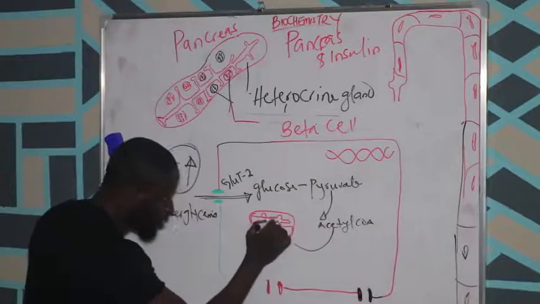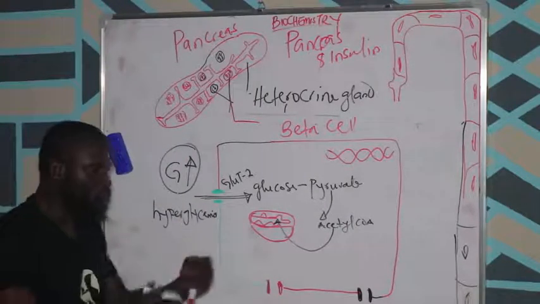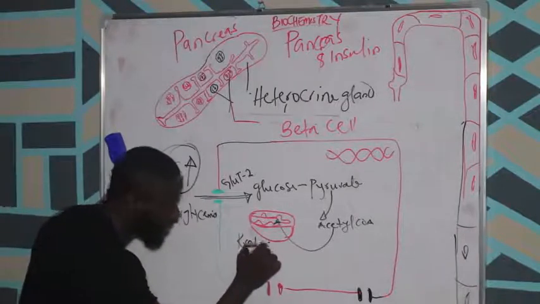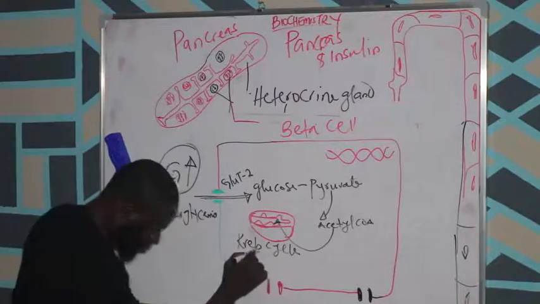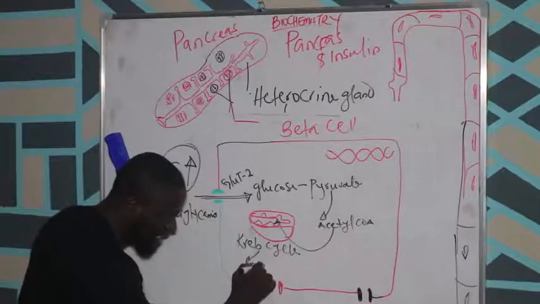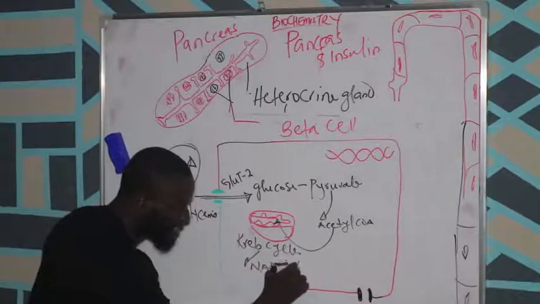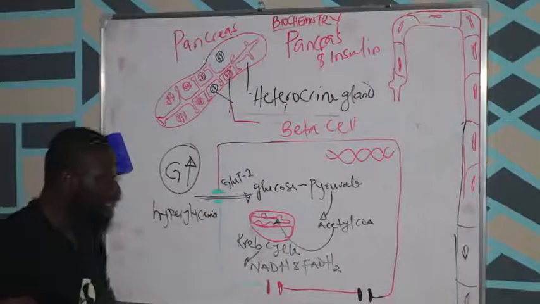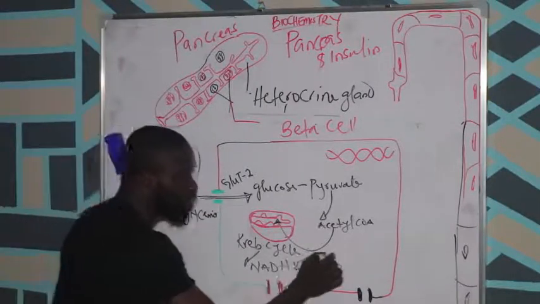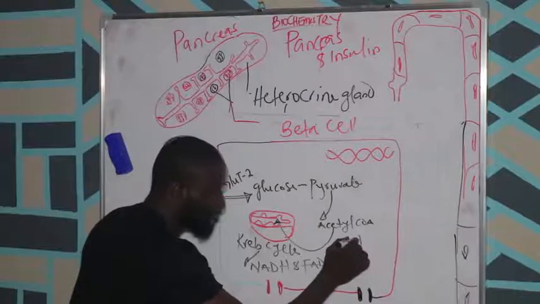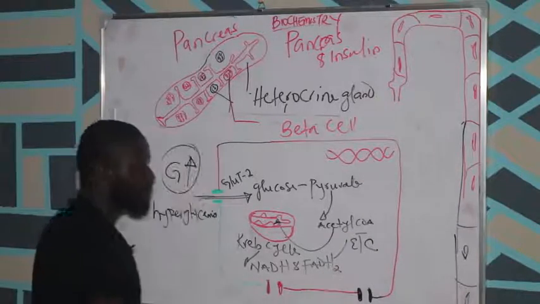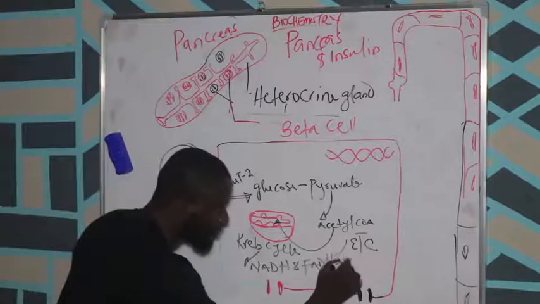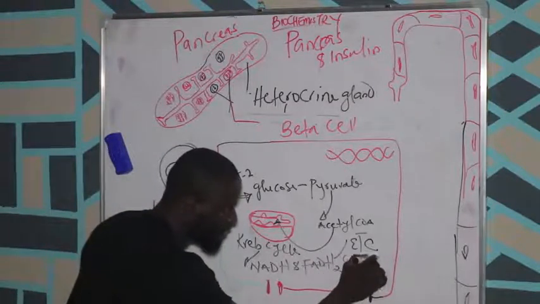which is now taken to the mitochondria through different processes of the Krebs cycle or the citric acid cycle, where you have your NADH and FADH2 being produced. These are now further taken to the electron transport chain to produce ATP by a process called oxidative phosphorylation.